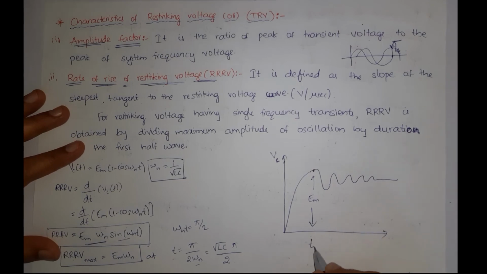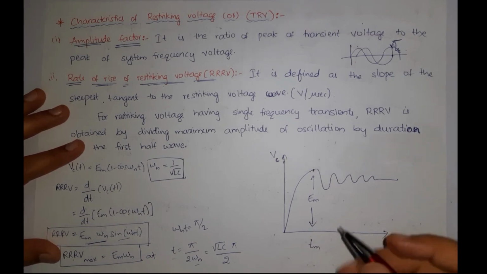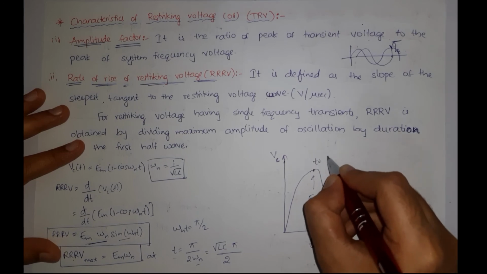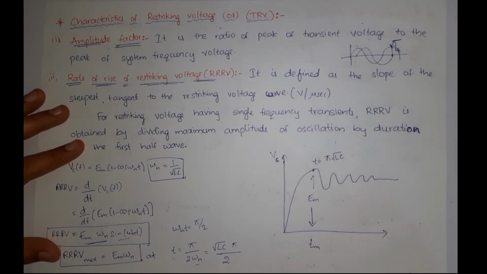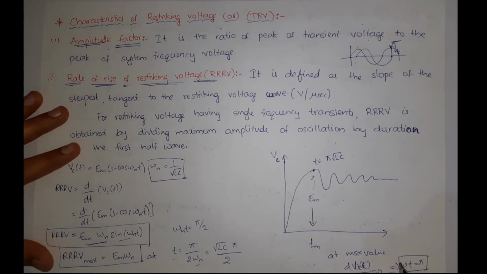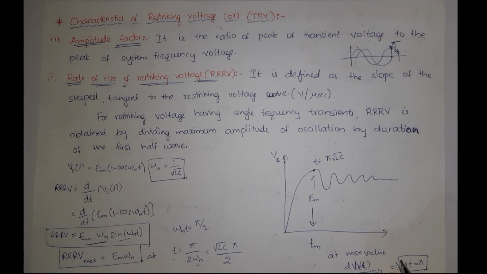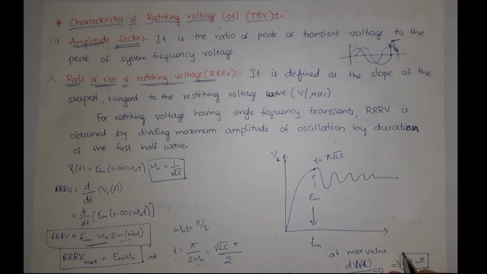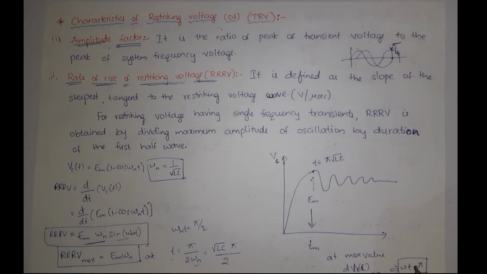Now, during the first half cycle, what is the maximum amount of voltage? This is Em. This happens at time t maximum, right? So this happens at t is equal to pi root LC, right? So at the maximum value, dVc(t) by dt is equal to 0. That means omega n t is equal to pi, right? So this is the representation of rate of rise of restriking voltage. So hope you have understood the characteristics of restriking voltage. Thank you.